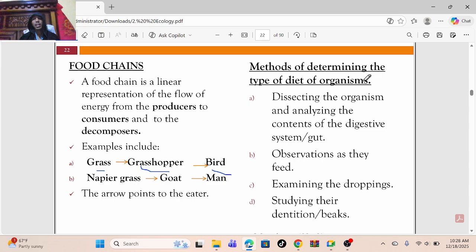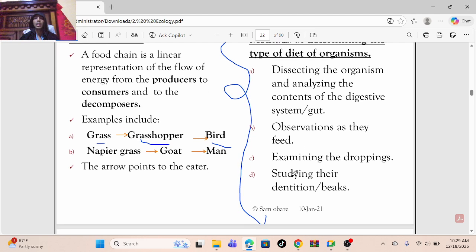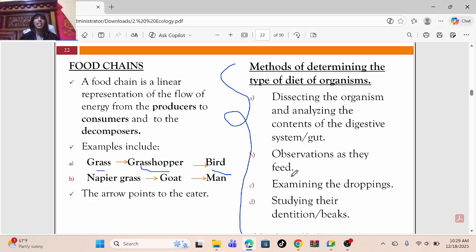Methods of determining the type of diet of an organism. Very common question. How do we know that this organism is a primary consumer or a secondary consumer? Number one, we dissect the organism and analyze the content in the digestive system. We take this organism, then dissect it, meaning we cut open its stomach, then look at what the gut contains.